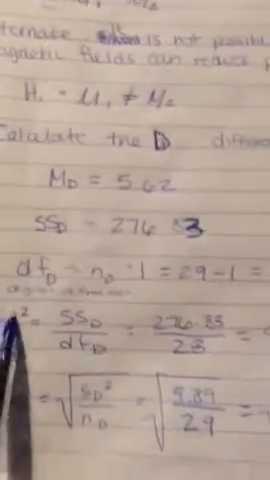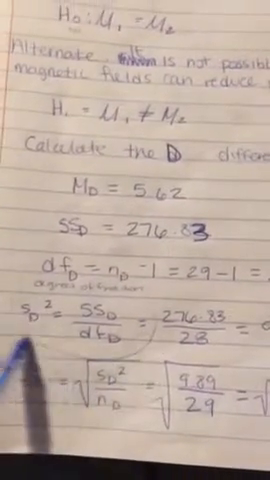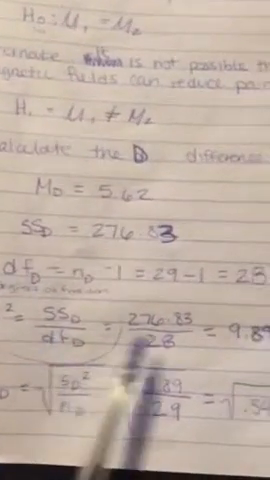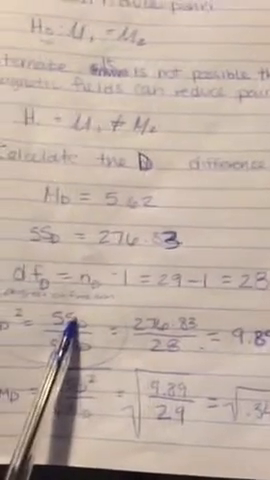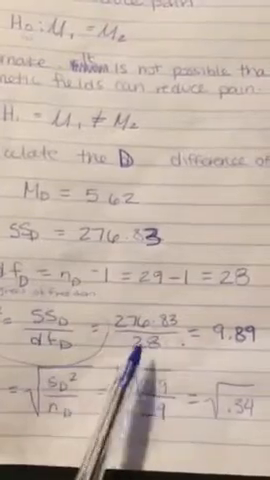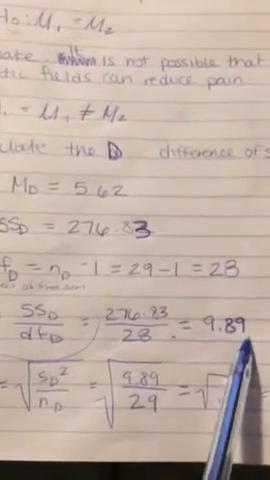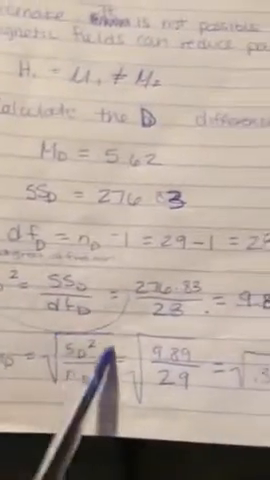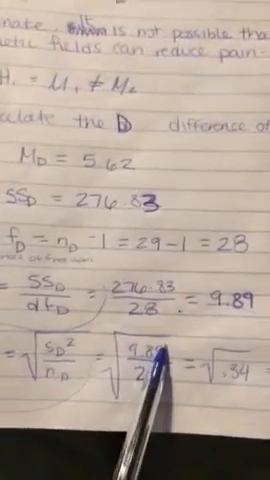Then we have to get the variance of the D score. That's the formula. We're just plugging in SD right here, the degrees of freedom of D, 28, and we get the answer of 9.89. Then we have to find the standard error of the mean scores. The formula, again here, it's just plugging in numbers.